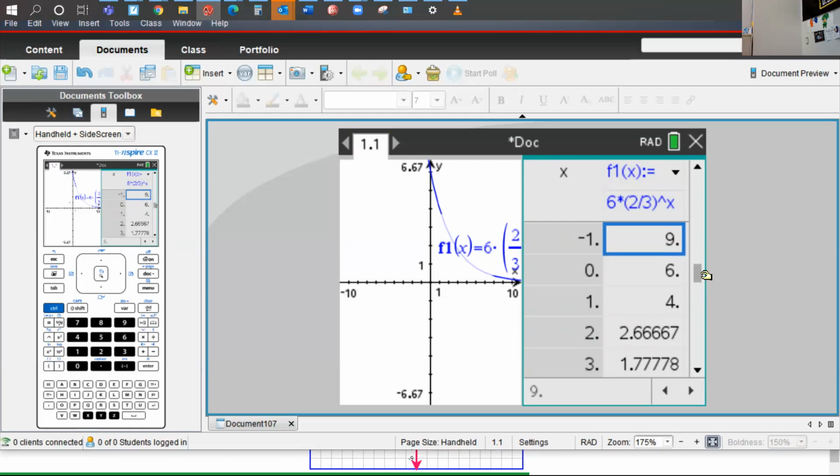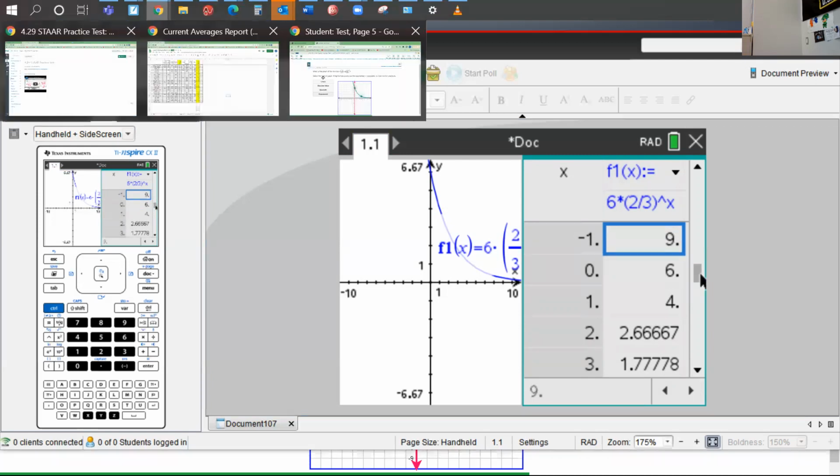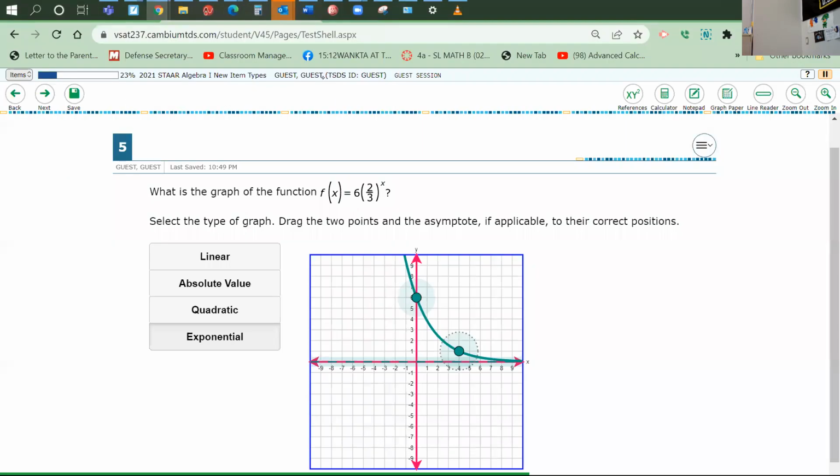When x is 1, I can use it as my second point. Let's go back to it again. When x is 1, y is 4. So there you go. The points have to be in the right location, or else they will not give you credit for it. Okay, so that's how I use graphing to help me.